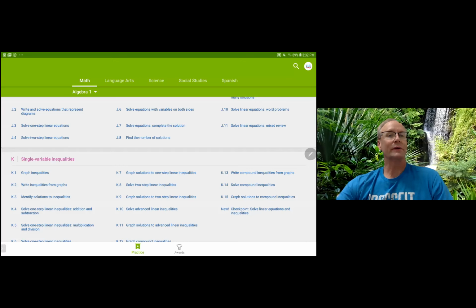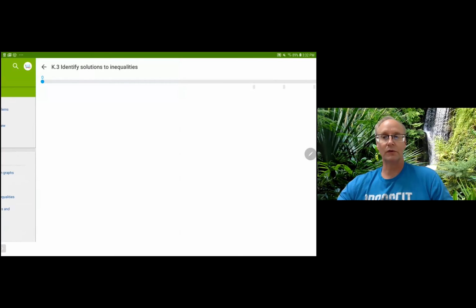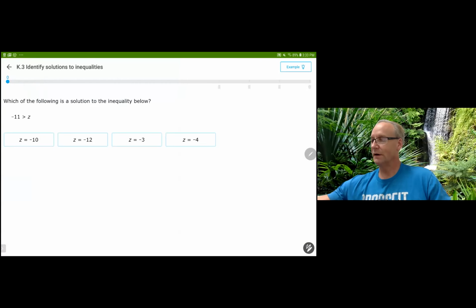We're going to do K3, which is single variable inequalities in Algebra 1 IXL, and we're going to identify solutions in inequalities. It looks like they're going to give us an inequality, and then we're supposed to choose the solutions. One thing I want to mention before we get started is that a lot of times the equations have an infinite number of solutions. Keep in mind that inequalities almost always do. So this particular inequality has the following solutions.